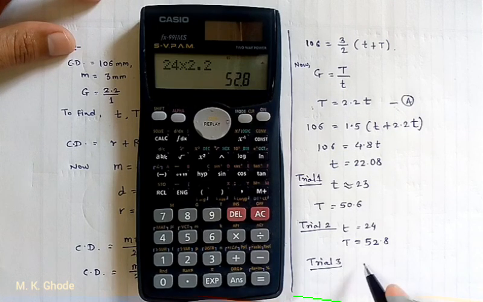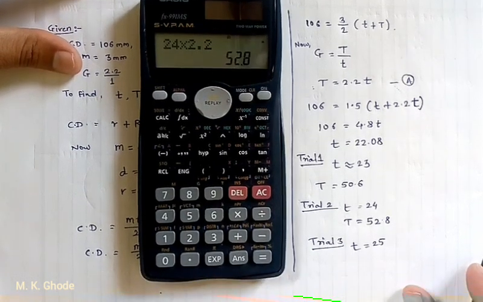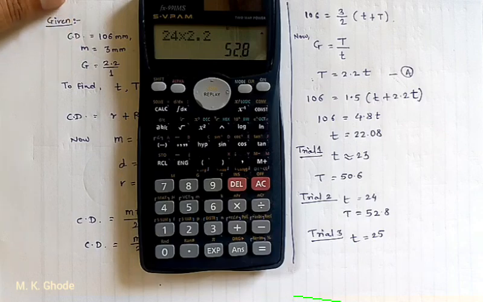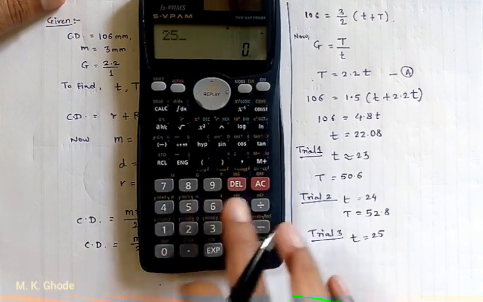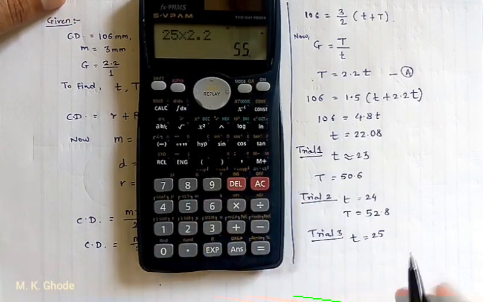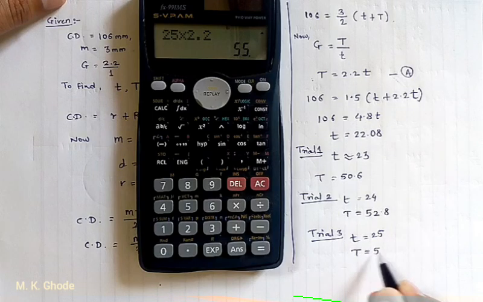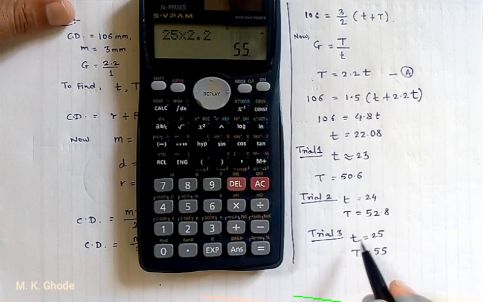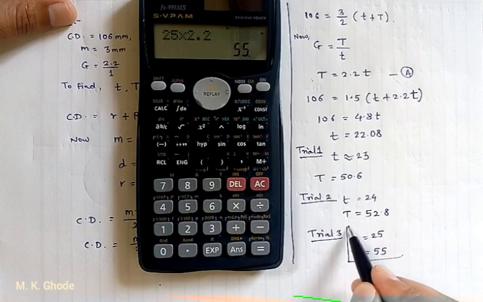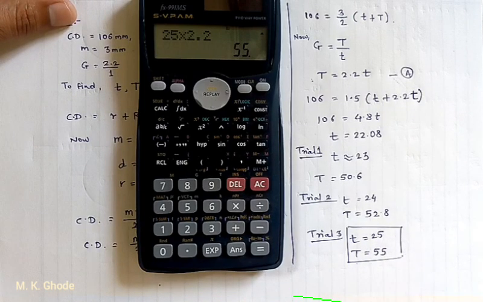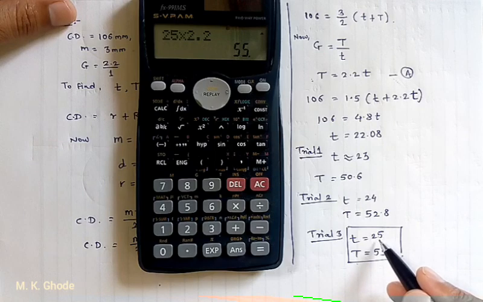So for trial 3, we'll consider small t as 25. So 25 into 2.2 is 55. So we are going to consider the value of small t as 25 and capital T as 55. Means the number of teeth on pinion will be 25 and the number of teeth on gear will be 55.